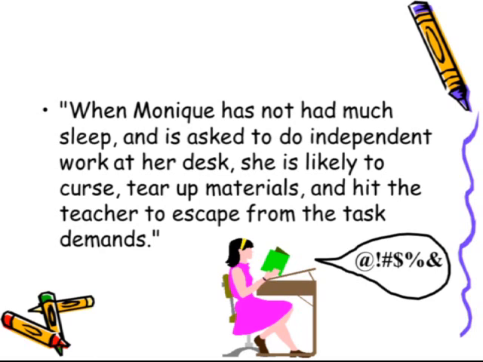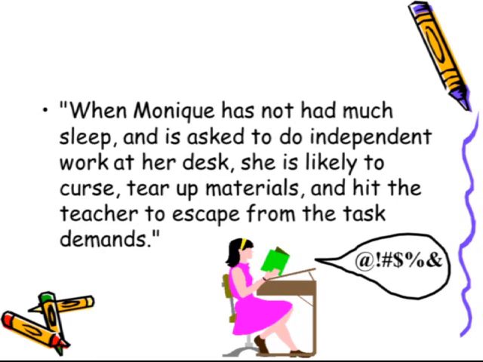Now look at the antecedent. This one's a little trickier. This one has an antecedent, but it also has something else. Well, the antecedent is what's going on when the behavior occurs, and it's when she's asked to do independent seat work or independent work at her desk. That's the antecedent. Then we've got that other piece of information, when Monique has not had much sleep. What's that? Remember the term setting events. This is a setting event. It's something that is affecting her behavior that didn't necessarily happen at the same time as the behavior.